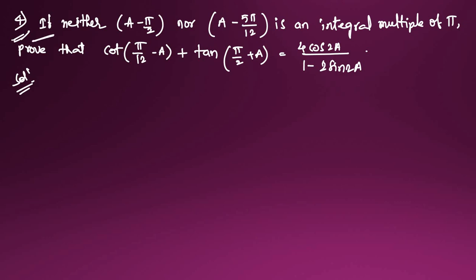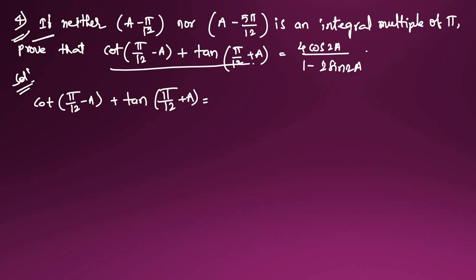Now the question is: given that neither a minus pi by 2 nor a minus pi by 12 is an integral multiple of pi, prove that cot of (pi by 12 minus a) plus tan of (pi by 12 plus a) is equal to 4 cos 2a by 1 minus sin 2a. We have to prove here. Now solution here. Cot of pi by 12 minus a is given, and plus tan of pi by 12 plus a is given. This is the LHS I am taking here.